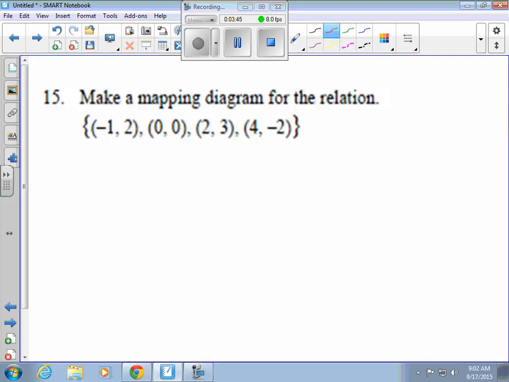15 says to make a mapping diagram of the relation. So put all of your x values in this one. Again, put them in numerical order. It makes it much simpler. They're already in that form. So -1, 0, 2, and 4.